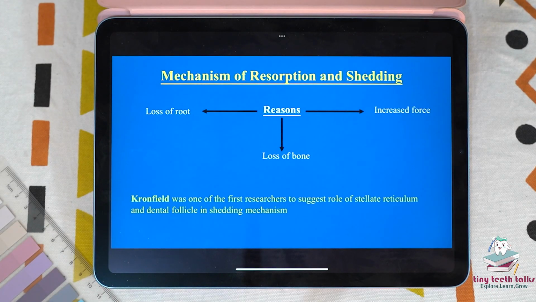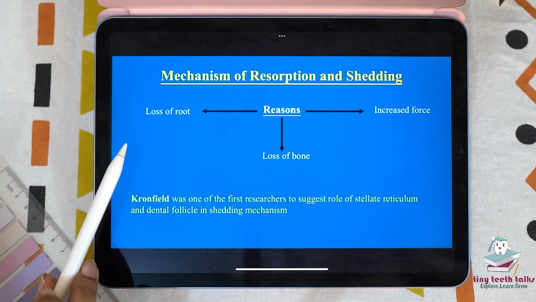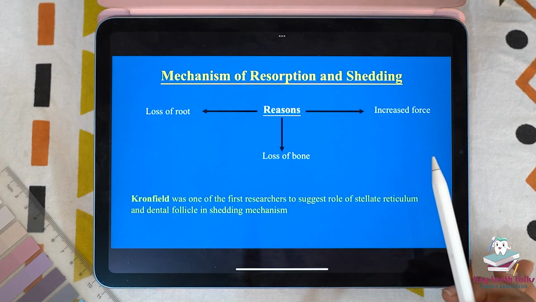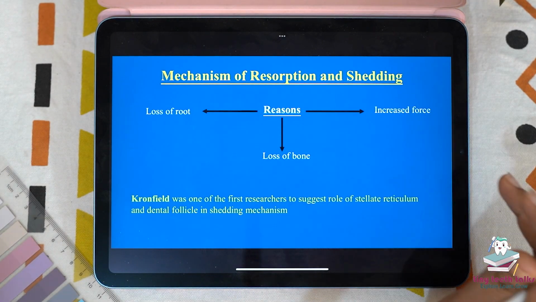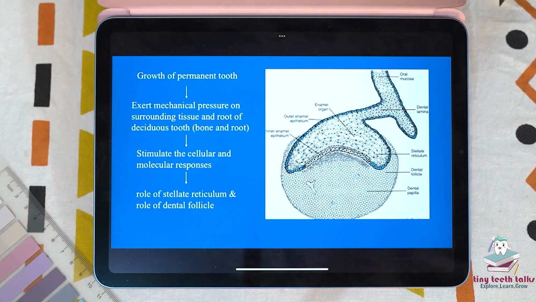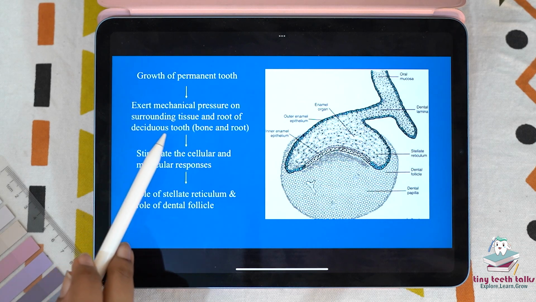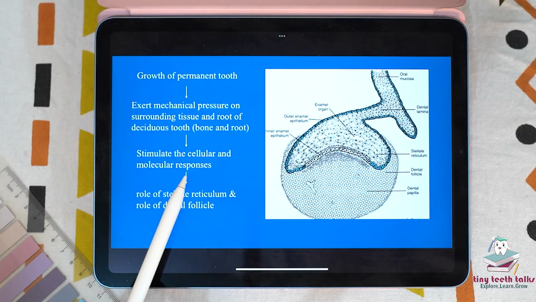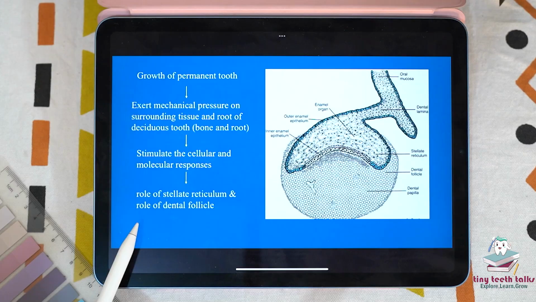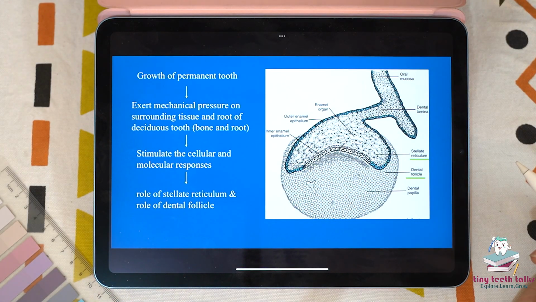There are three reasons for resorption and shedding: the loss of roots, loss of bone, and increased force. Let's see how. Kronfeld was one of the first researchers to suggest the role of the stellate reticulum and dental follicle in the shedding mechanism. As the permanent tooth grows within the alveolar bone, it exerts mechanical pressure on the surrounding tissue and roots of the deciduous tooth, which include bone and root, which stimulates the cellular and molecular responses, which include the role of the stellate reticulum and the role of the dental follicle. The pressure is a critical trigger for the initiation of the shedding process.